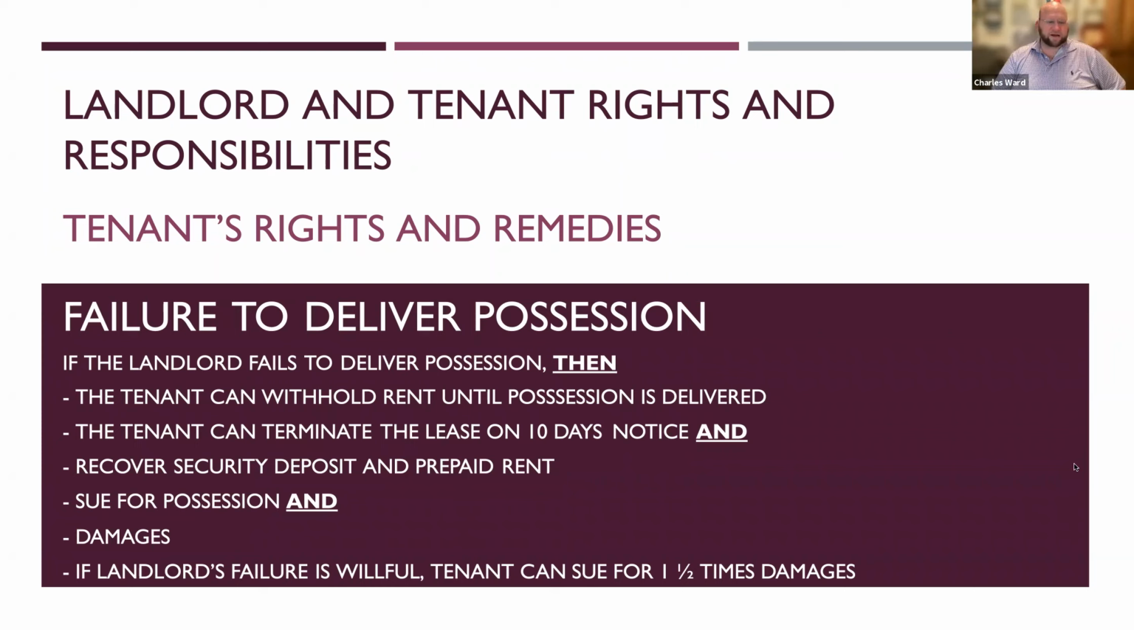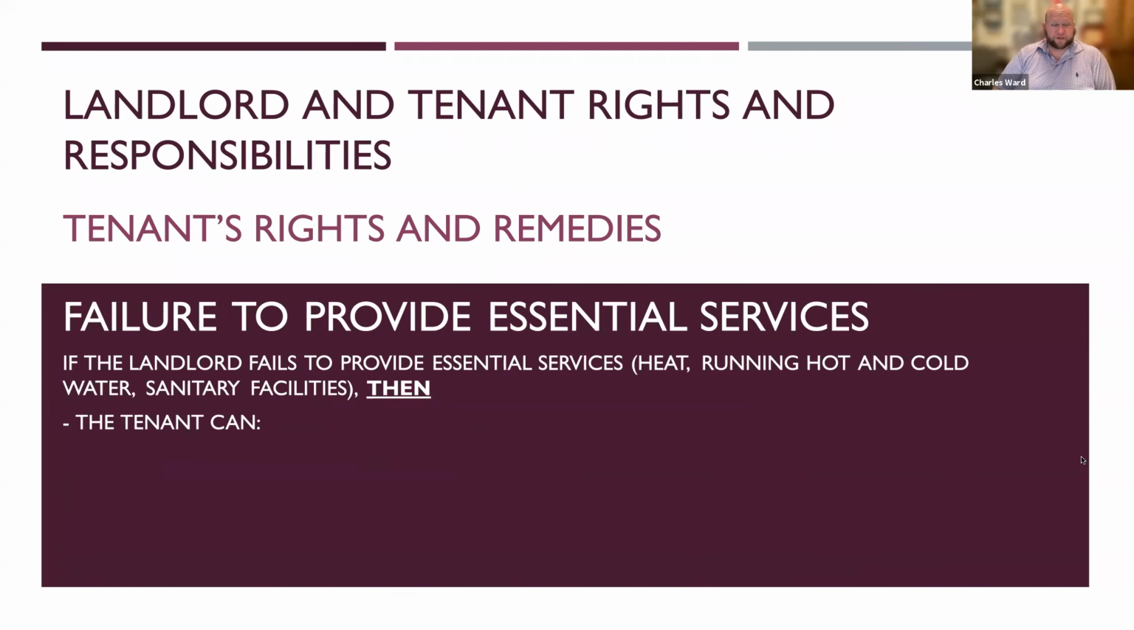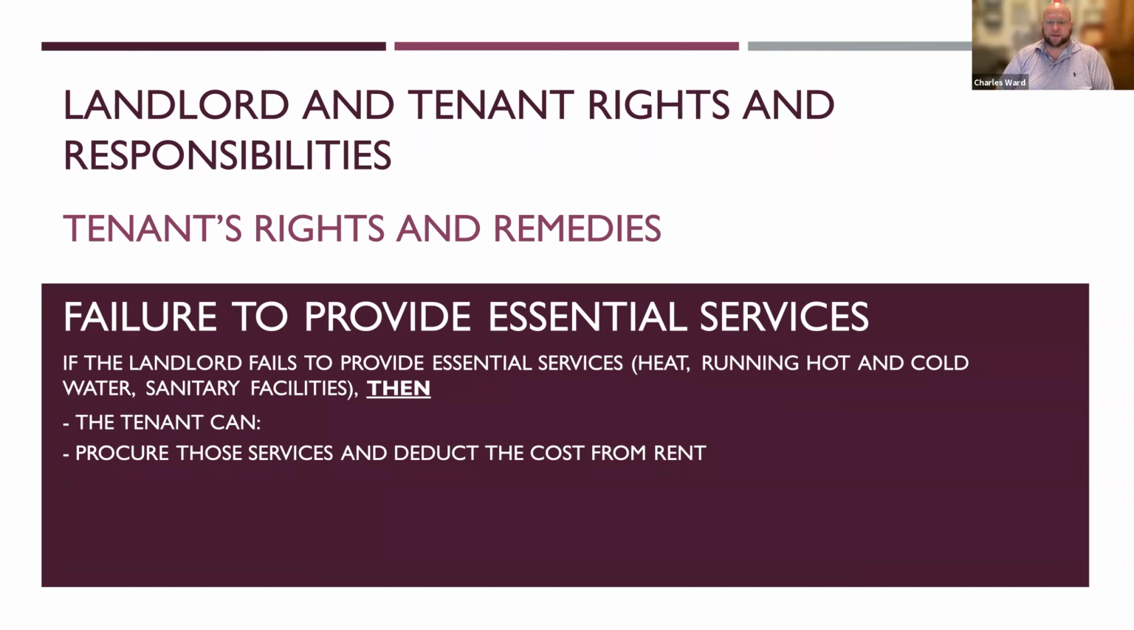If the landlord fails to provide essential services, this is going to be, again, heat, running hot and cold water, sanitary facilities, electricity, proper ventilation, certain other things that are considered essential. I mean, you've got to have these things for a house or an apartment to work. So the tenant can go on and procure those services themselves. If they can find access to some of these facilities, or they can go flip a switch and the power is on, and if they incur any costs, they can deduct the cost from the rent. Again, recover damages for diminution of rent value.